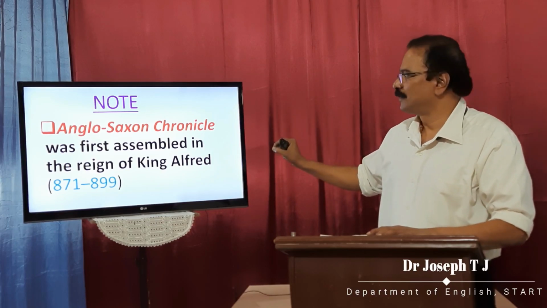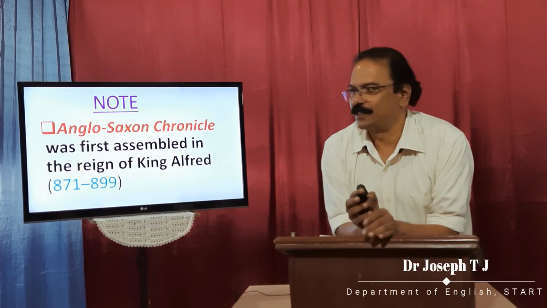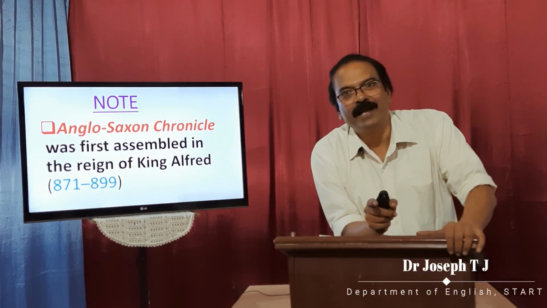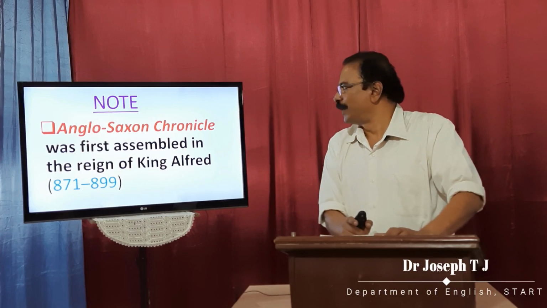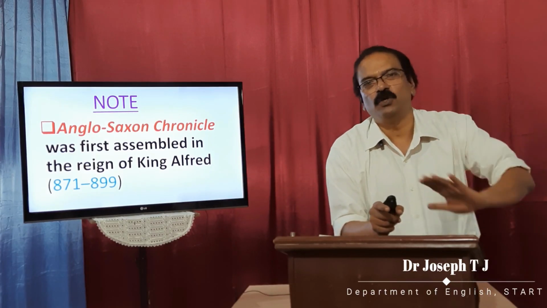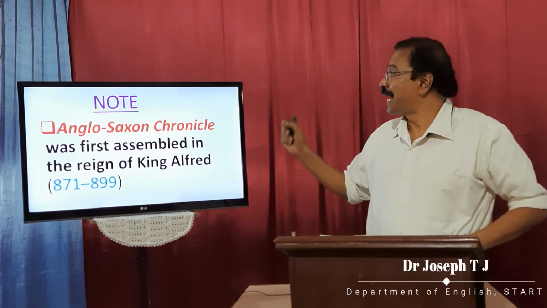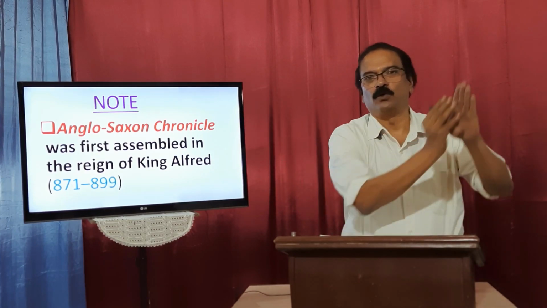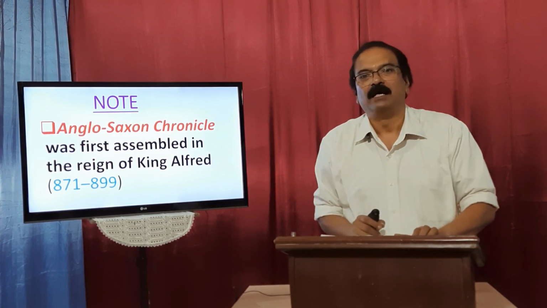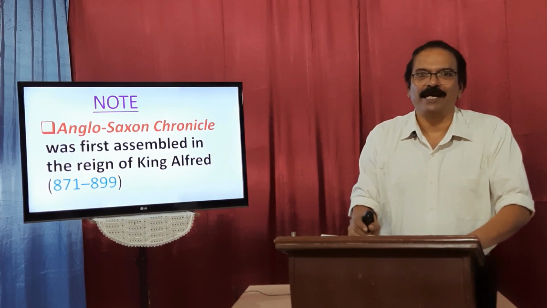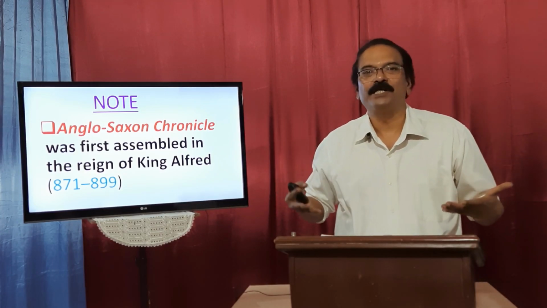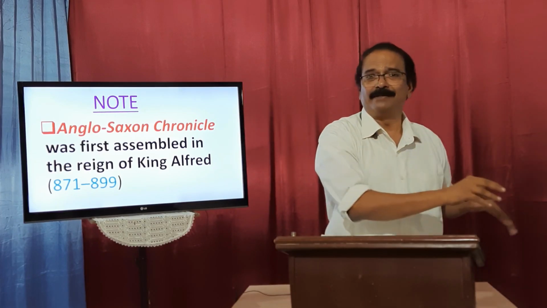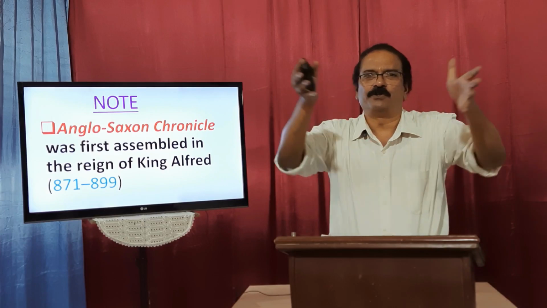Anglo-Saxon Chronicle. That is the history of the Anglo-Saxons. It was first assembled in the reign of King Alfred. As I have already said, during his reign, from 871 to 899. Anglo-Saxon Chronicle means the history of the people known as Anglo-Saxons who came from Germany after the Romans left England in 410 CE. And then they continued to establish themselves in different kingdoms. Okay, Angles one region, Saxons another region, Jutes another region, and the Vikings another region, and England was split into so many domains.